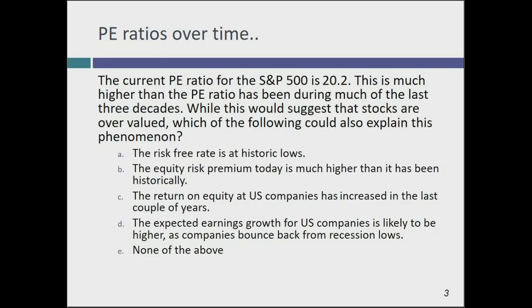Let's keep building. Let's say the current PE for the S&P 500 is about 20. It's actually not that far from it. It's much higher than it's been in the last 3, 4, 5 decades. So I play the role of a market strategist or Robert Shiller, whichever role you want to take on. And I say, you know what? Stocks are overvalued because the PE ratio today is higher. But the question I have is a more fundamental one. PE ratios are higher, so there's no contesting that. That's true. But which of the following reasons could also explain PE ratios being higher?